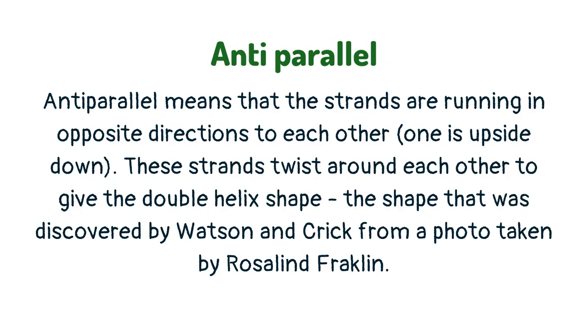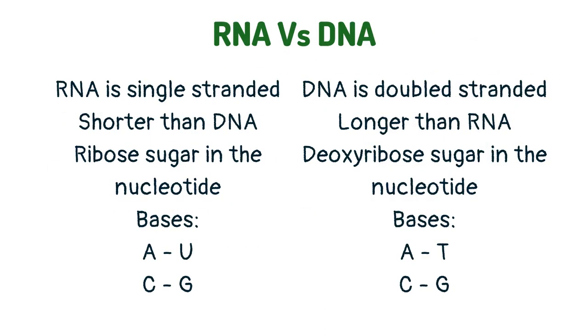One is upside down. These strands twist around each other to give the double helix shape, the shape that was discovered by Watson and Crick from a photo taken by Rosalind Franklin. RNA is single-stranded, shorter than DNA, with ribose sugar in the nucleotide and bases A, U, C, G. DNA is double-stranded, longer than RNA, with deoxyribose sugar in the nucleotide and bases A, T, C, G.